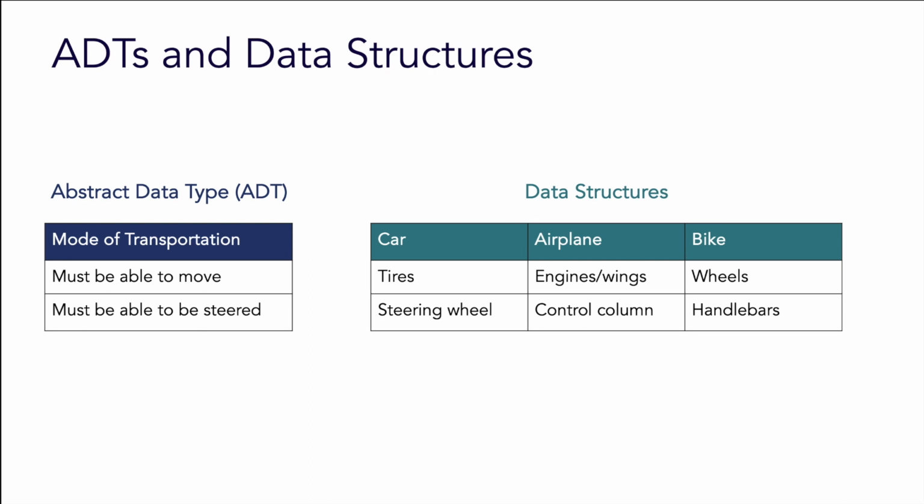If I want to go to the next town over, maybe I'll pick a car. If I want to cross over an ocean, I'll pick an airplane. All of those things are still accomplishing getting from A to B and being able to be steered, but I can pick an implementation right-sized for my needs.